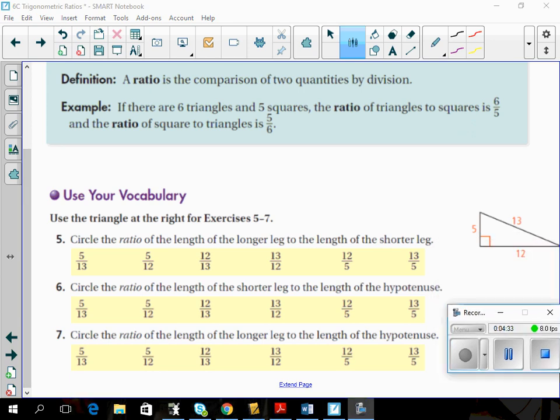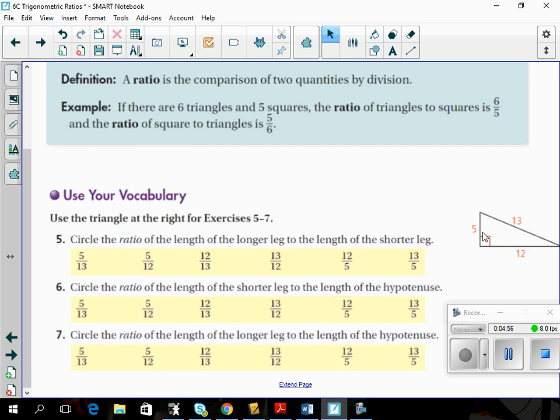Again, don't write this one down. I'm hoping that we can see. Can you see this right triangle is 5, 12, 13? Is that okay on the right-hand side? Okay. So looking here, it says circle the ratio, which means the fraction, of the length of the longer leg to the shorter leg. So longer leg over shorter leg. Looking at that picture, what would that be?